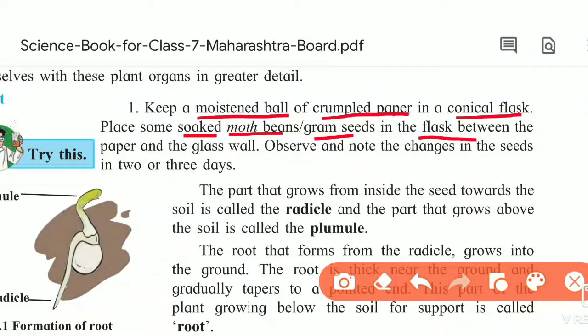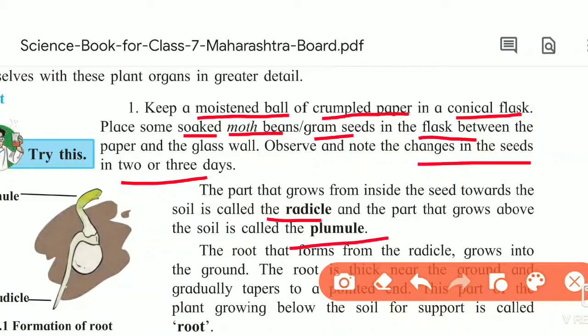Now after that, between the paper and the glass wall we have to keep them. Observe and note the changes in the seeds in two or three days. What will you see after two or three days? The seed gets sprouting, means it sprouts. The part that grows from inside the seed towards the soil is called the radicle, and the part that grows above the soil is called the plumule.